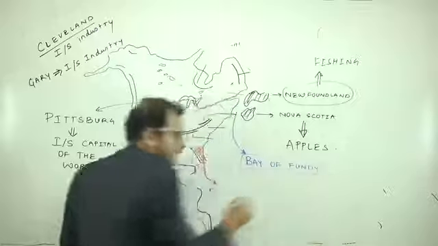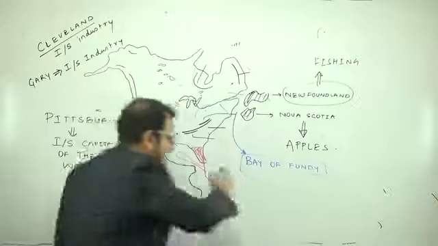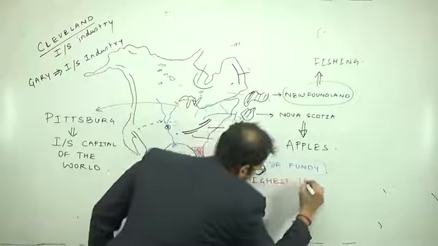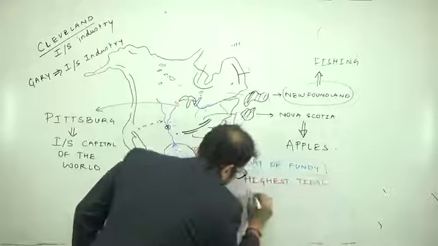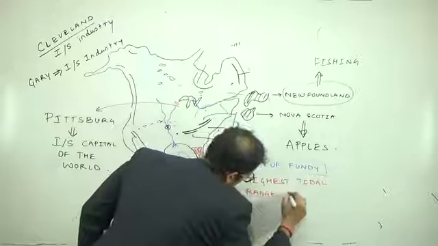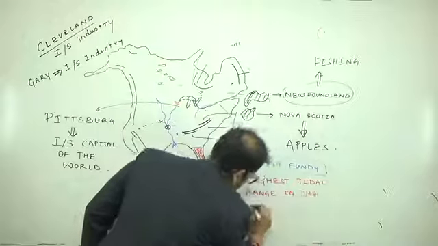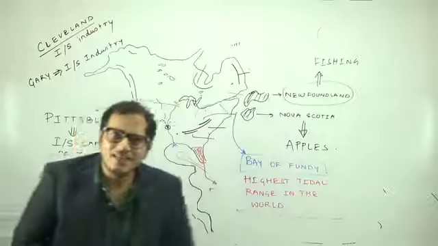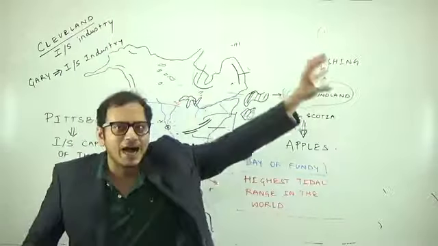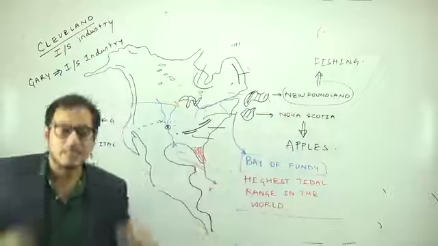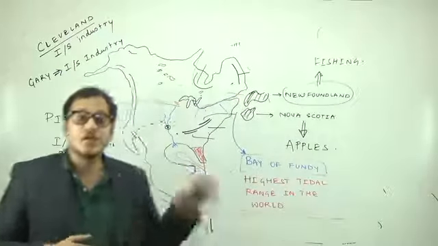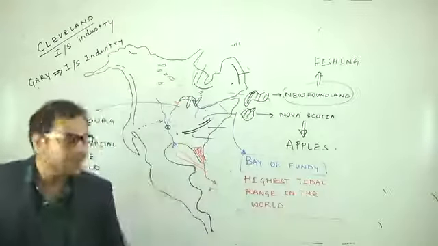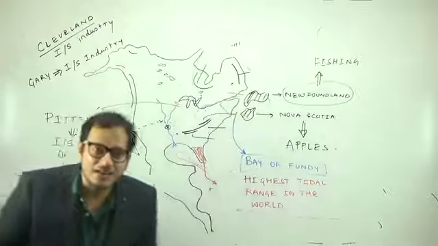This Bay of Fundy, you remember, has the highest tidal range in the world. Now, what do you mean by the tidal range? Tidal range means the difference between the high tide level water and the low tide level water. The higher the tidal range, the more we can use it to manufacture tidal energy. The Bay of Fundy in the North America region has the highest tidal range in the world.